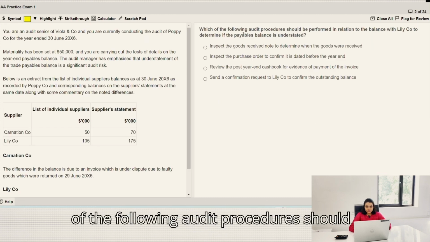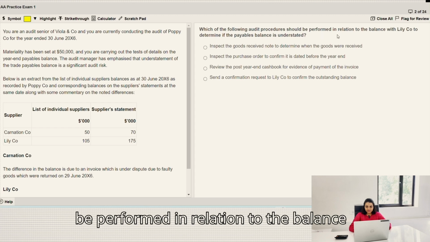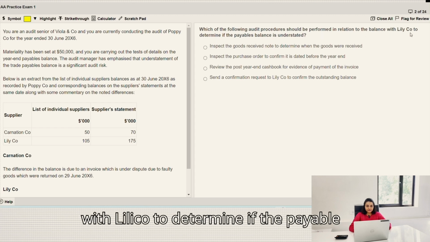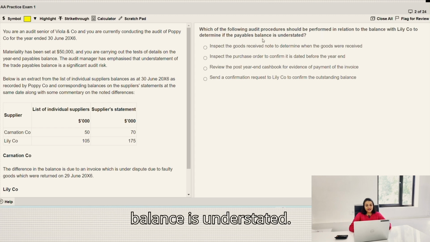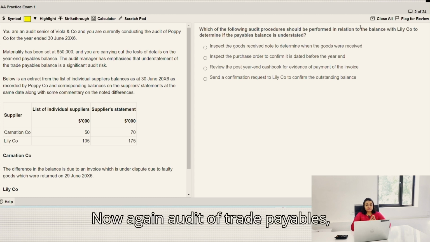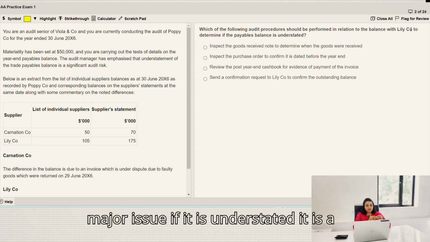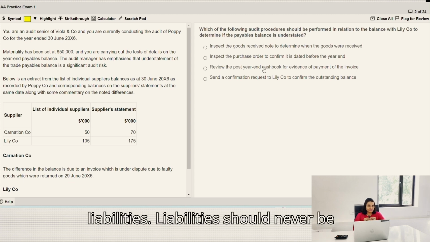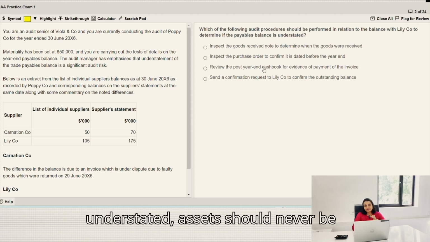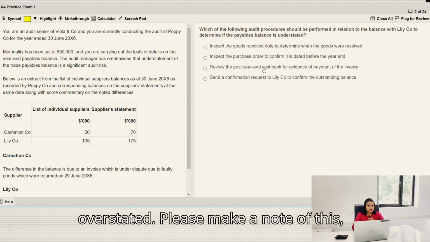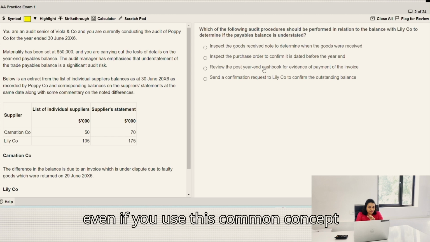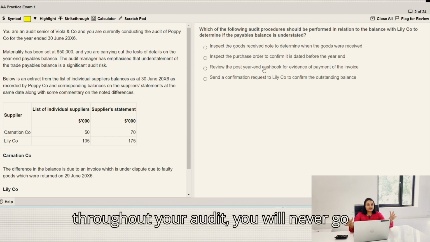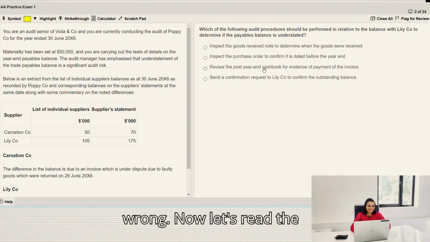Which of the following audit procedures should be performed in relation to the balance with Lilico to determine if the payable balance is understated? Now again, audit of trade payables, major issue, if it is understated, it's a problem because you're understating your liabilities. Liabilities should never be understated, assets should never be overstated. Please make a note of this. Even if you use this common concept throughout your audit, you will never go wrong.